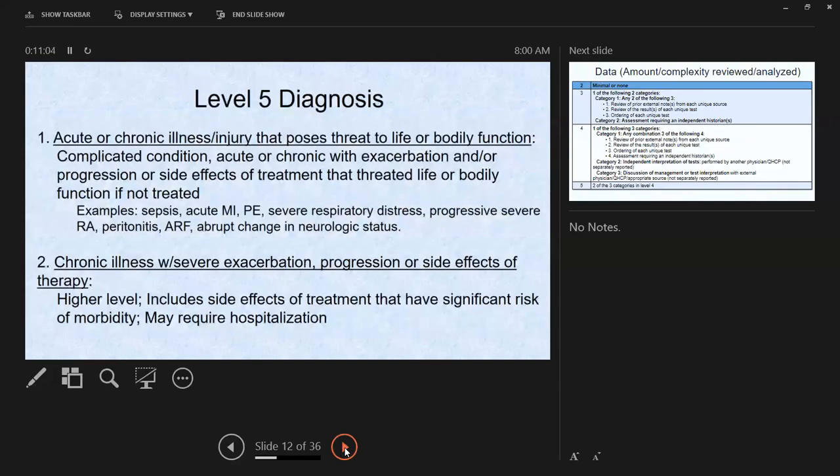So once again, some people try to interpret level 5 diagnoses how they want it diagnosed, but really it's written out that it's difficult to get to a level 5 diagnosis, and the patient has to be pretty sick. Again, an acute or chronic illness that poses a threat to life or bodily function: sepsis, acute myocardial infarction, pulmonary embolus, severe respiratory distress, peritonitis, abrupt change in neurologic status. Those are all level 5 diagnoses examples. And again, someone who may need to be hospitalized because of a severe exacerbation, that would be a chronic illness with a severe exacerbation.